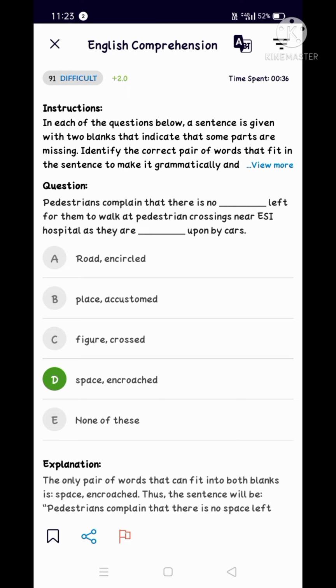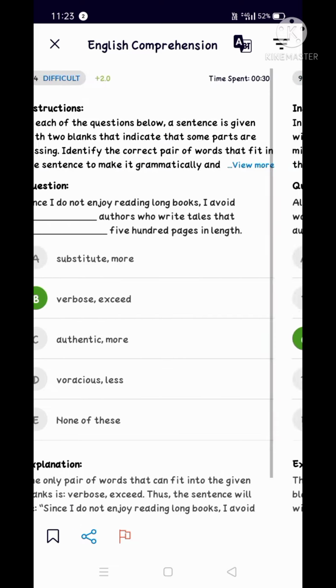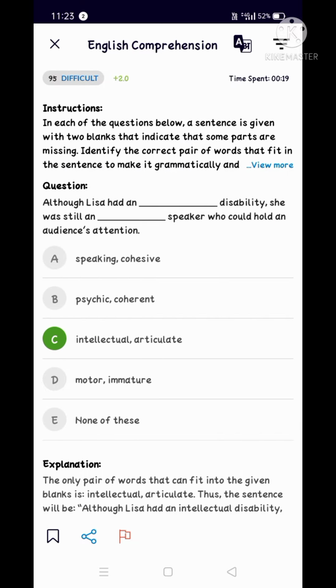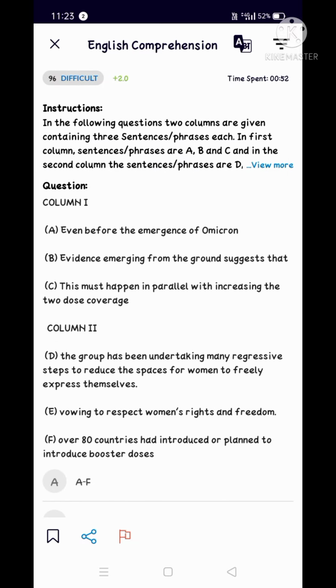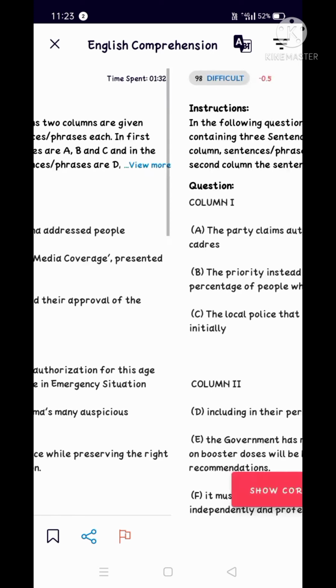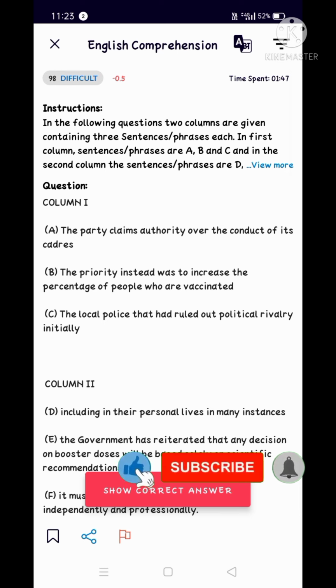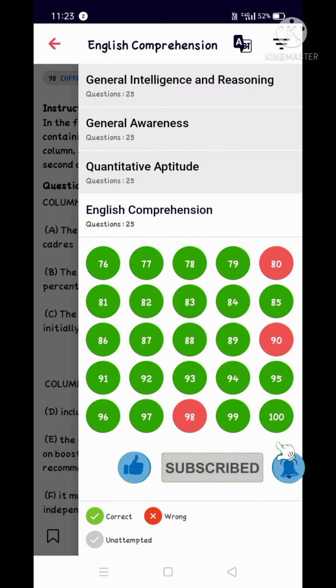And 91st to 95th questions were asked from double fillers. Double fillers are also easy. And next, the rest of the questions were asked from column matching. But in this column matching, I got one incorrect. I don't know why. I think it's the lack of concentration, because the question was easy. So that's the overview of all those 4 sections.